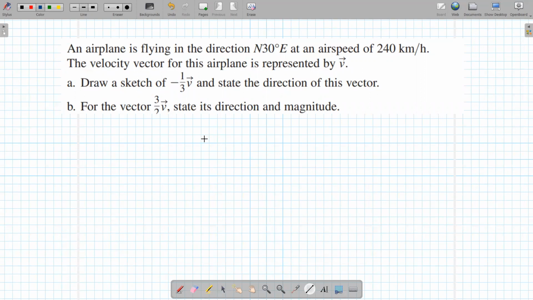Again, step one, you're always going to sketch. Plane is flying north 30 degrees east. So is that the top angle, or is that the bottom angle? North 30 east. The top. The top one, exactly. 30, and its magnitude is 240. Draw a sketch of negative 1/3 v and state the direction of this vector.